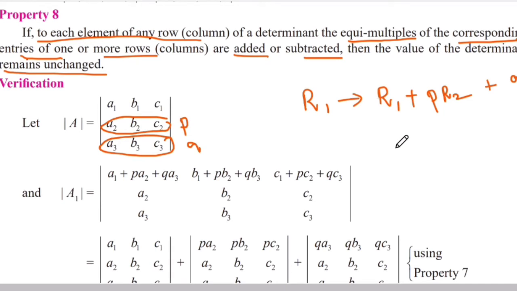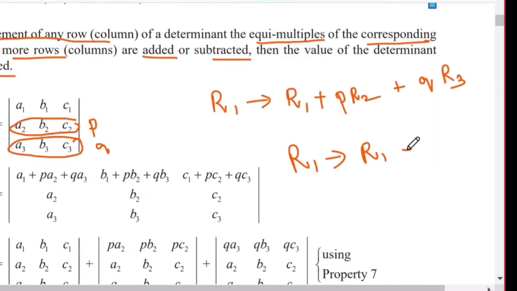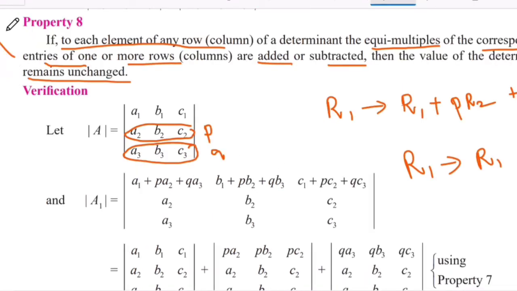Not only add, you can also subtract. You can write R1 is R1 minus some times R2. So we can do that. The value of the determinant will not change. This is a very important property. We'll be using this very often. So these are the properties that you're going to use to do exercise 7.2.